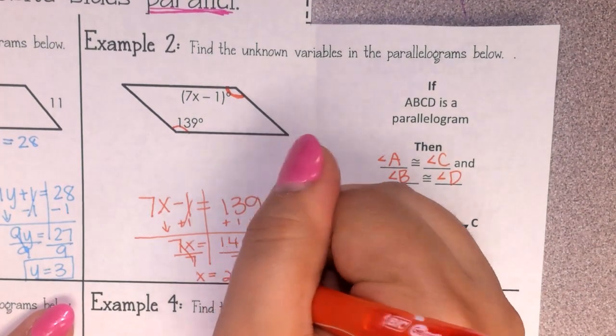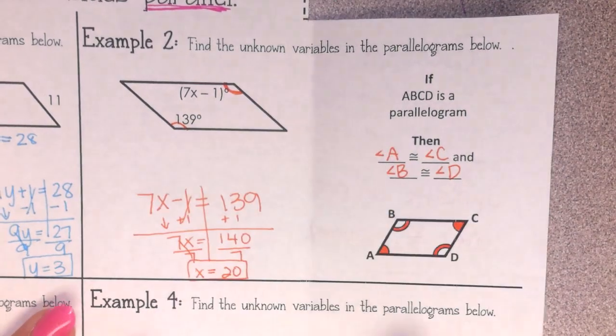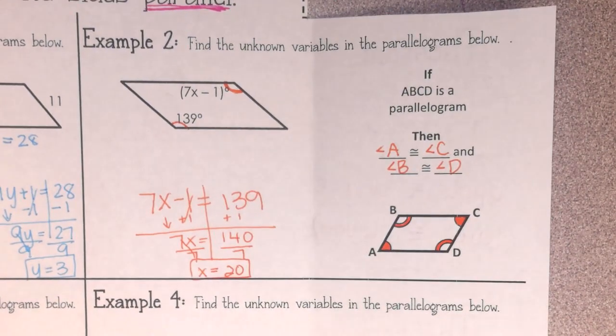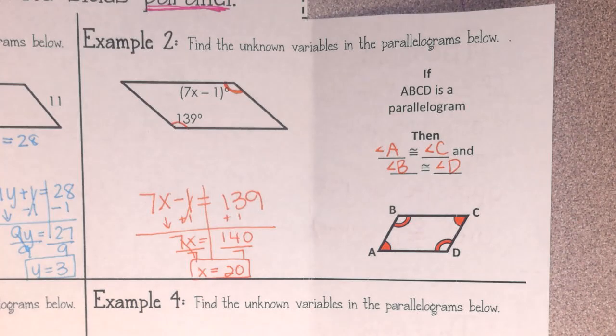Opposite angles, Maddox, are the same. They are congruent. Logan, what are we doing over there? Opposite angles are congruent. Please close your notes once you've got that written down.